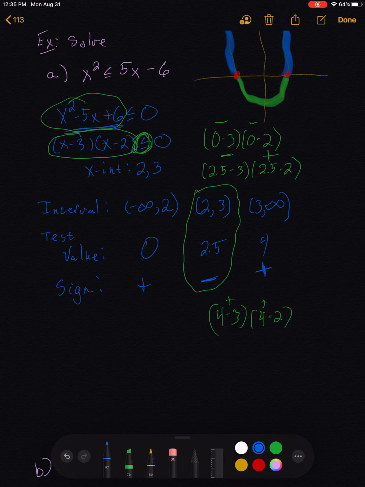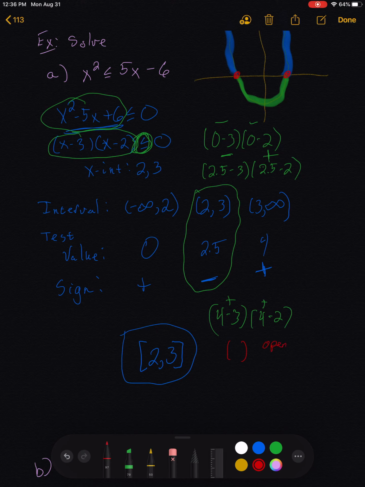Now, because equality is included, we wanted less than or equal to 0, we also have to include the endpoints of 2 and 3. And the way we're going to write that is by using brackets. So 2 to 3, that interval, is going to include all the real numbers between 2 and 3 and also the endpoints themselves.